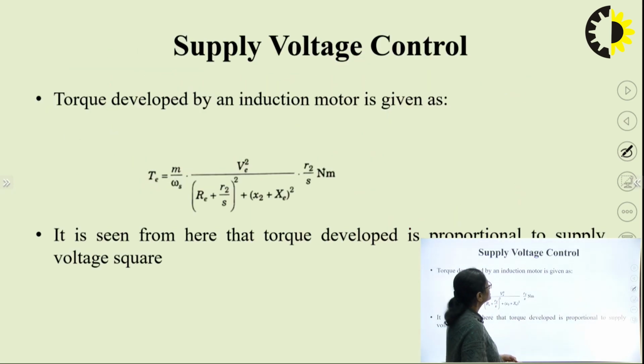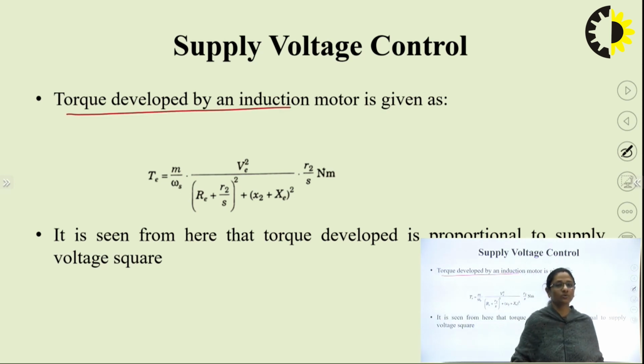So, for the voltage control method, let us see the torque equation of the motor. Let us see the effect of varying the supply voltage on the torque produced by the motor, and if there is a variation in the torque developed by the motor, how it is going to affect the operating speed of the motor.